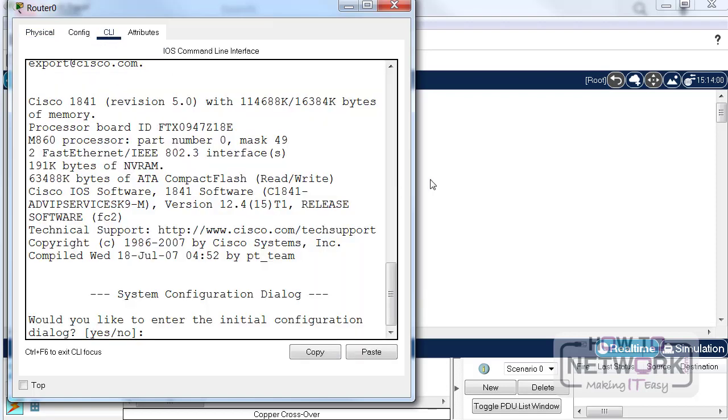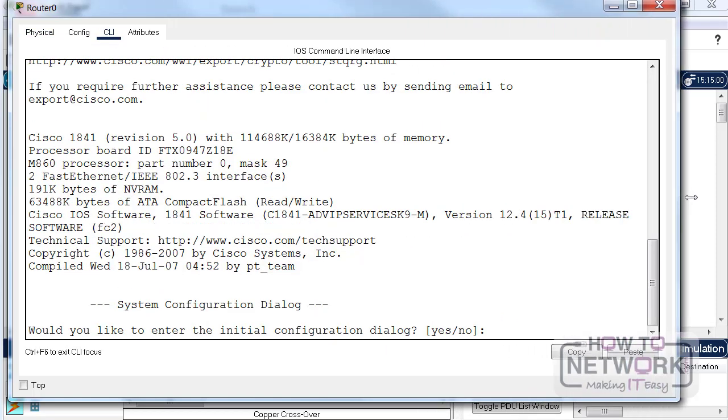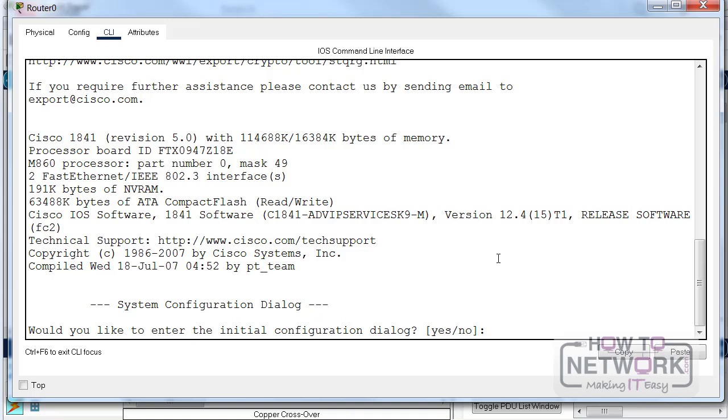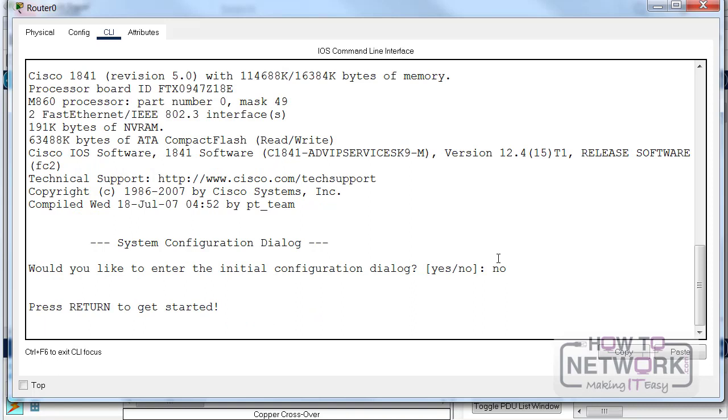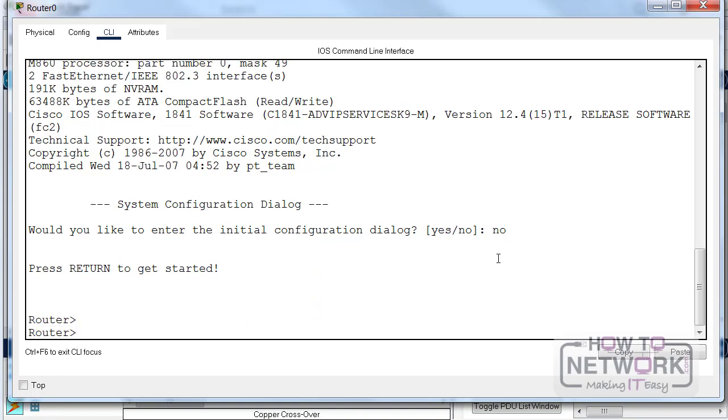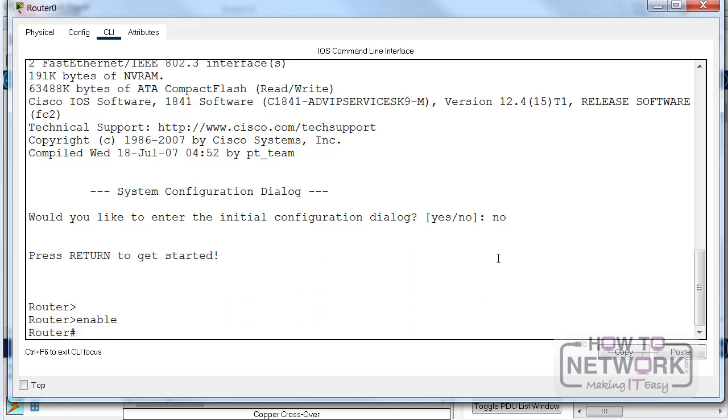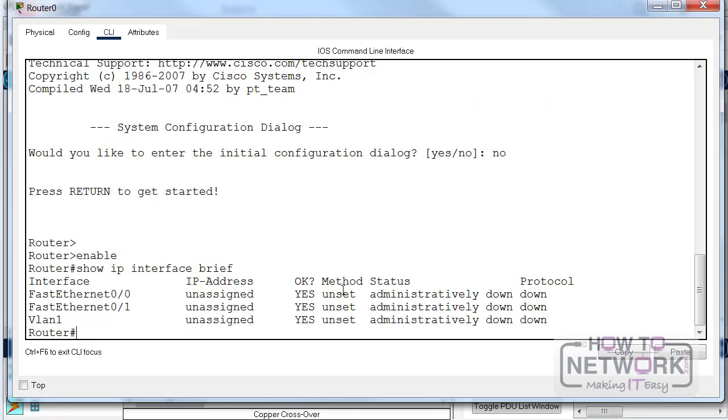So I clicked on the device and clicked on CLI, which is command line interface. And when it boots up, the device will say, do you want to go into initial configuration dialog? You always type no, because otherwise it sends you into this horrible question and answer mode that doesn't really get you very far. The first command I'll type is enable, and then show IP interface brief. I'm only doing this to show you what interfaces we have.